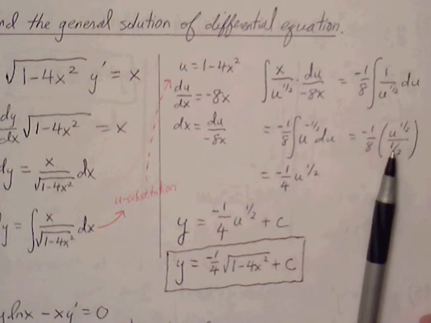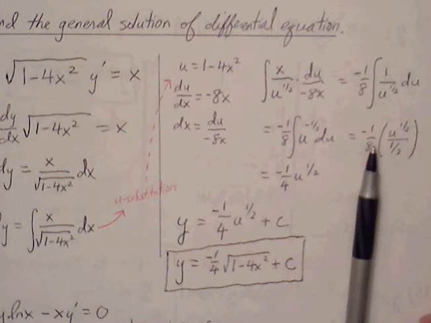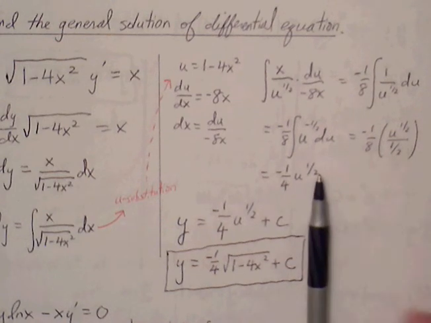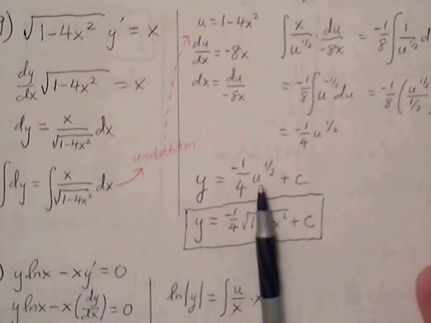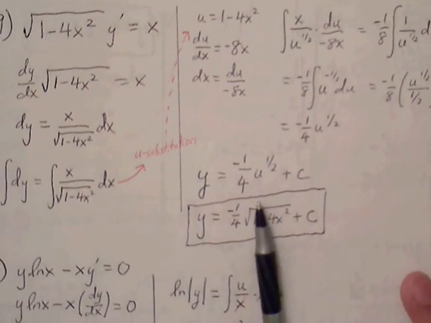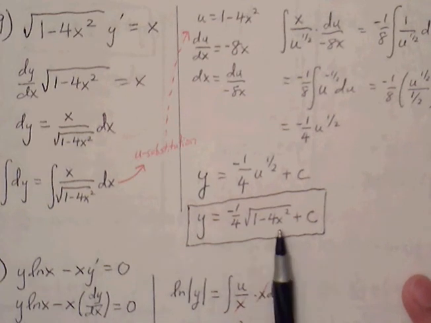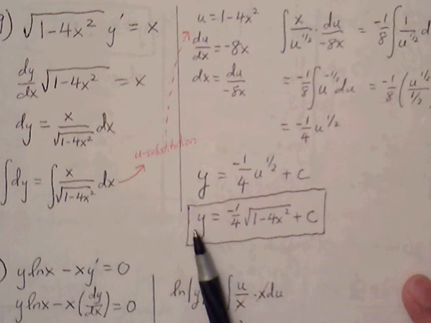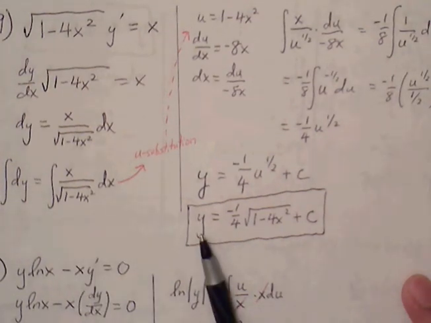So u to the 1/2 over 1/2. Flip the 1/2 to be 2. So 2 times negative 1/8 is negative 1/4. So we simply have negative 1/4 u to the 1/2 plus c. And now replace our u value back in terms of x, and we can put the radical back. And the left side, the integral of dy is simply just going to be y.